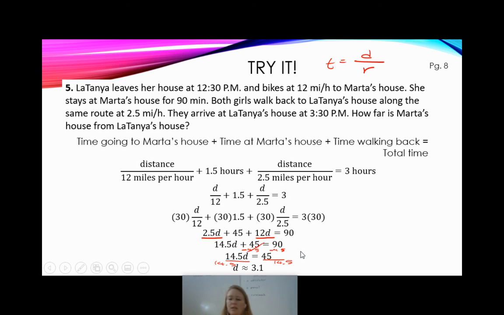Now, I did not get a precise answer on this. When I did 45 divided by 14.5, I got like a big old decimal. So I just rounded it to 3.1, just to make it easier. So it looks like Martha's house is about 3.1 miles from LaTanya's.